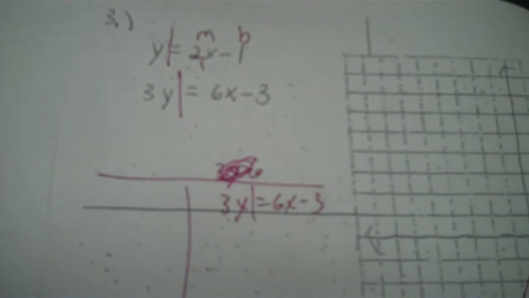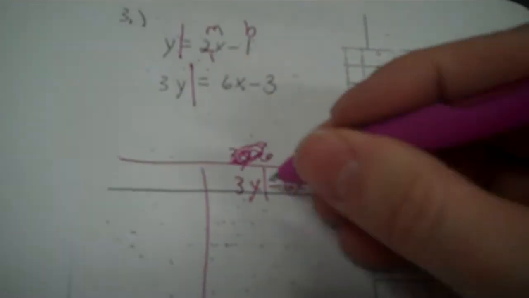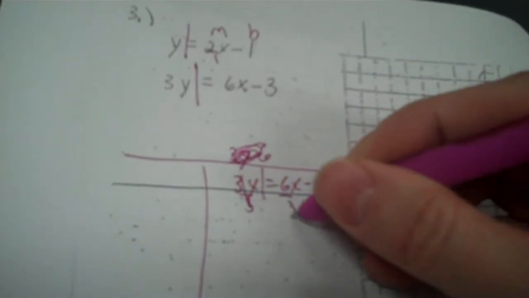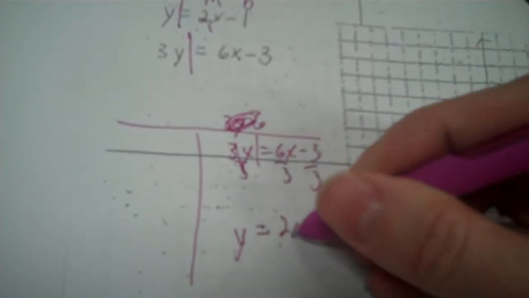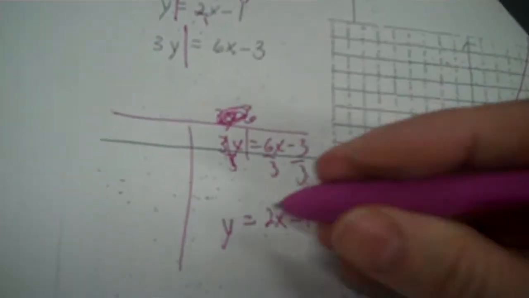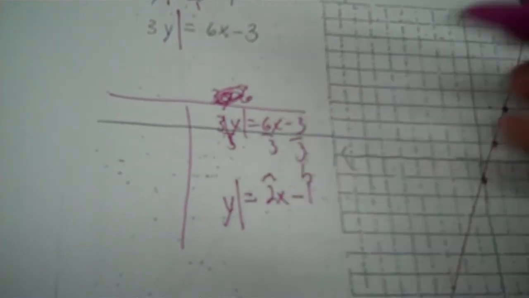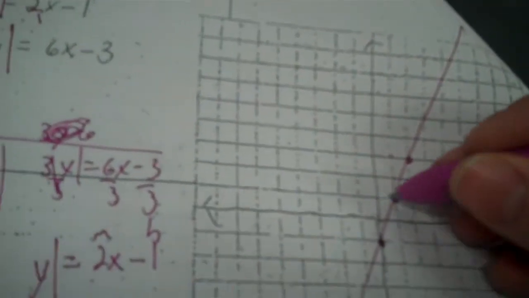Okay, you don't have to move the x. The x is where you want it. You just need to divide everything by 3. So that's going to be 2x minus 1. And it's going to be the same line, okay? So that's infinitely many solutions. If I have two parallel lines, it's no solution, okay? If you remember that. I didn't get one in this packet, but that's it.